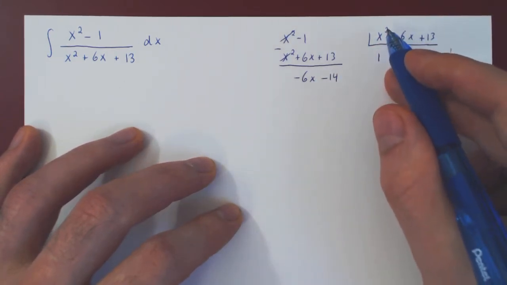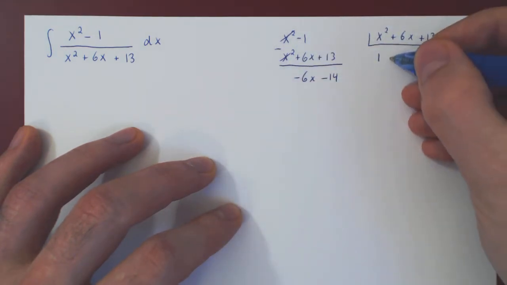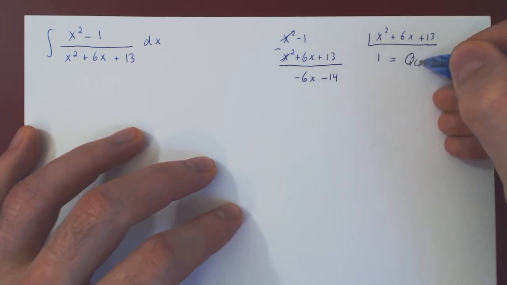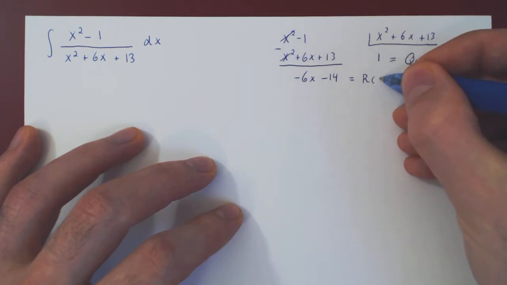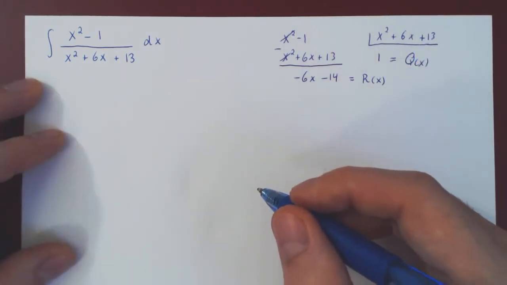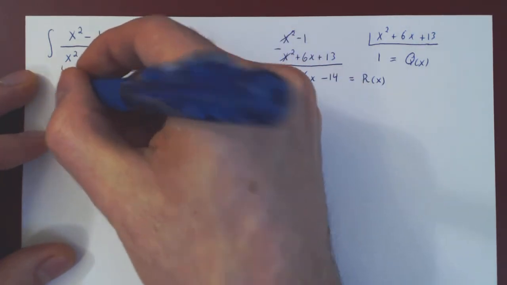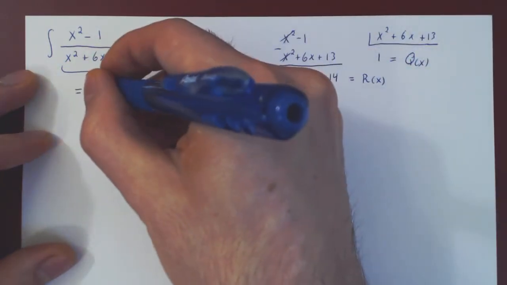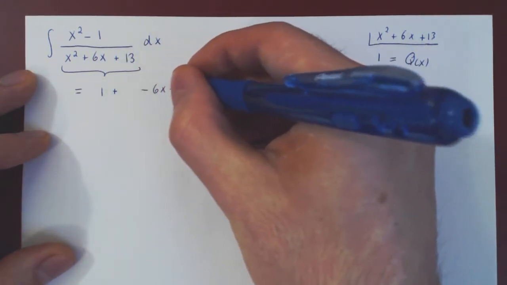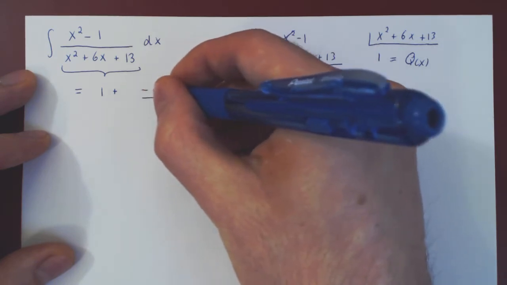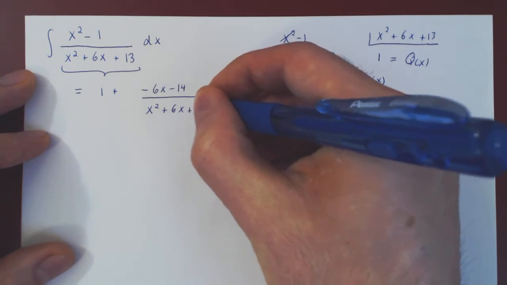This is a degree 2 polynomial, as 1 is strictly less than 2. This completes our long division. 1 is the quotient, and negative 6x, negative 14 is the remainder. And so now this rational function is equal to its quotient, 1, plus the remainder, negative 6x, negative 14, over the divisor, x squared plus 6x plus 13.